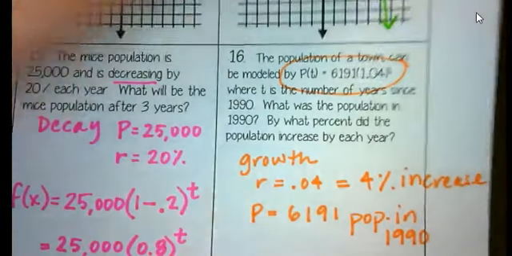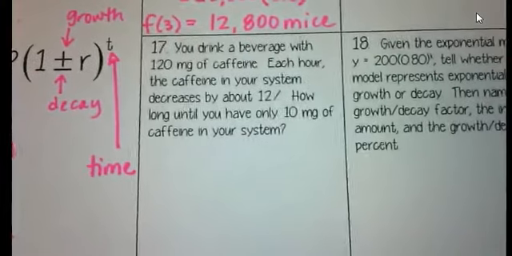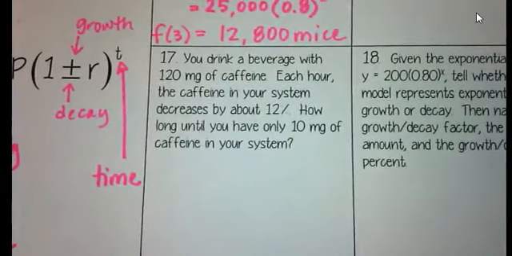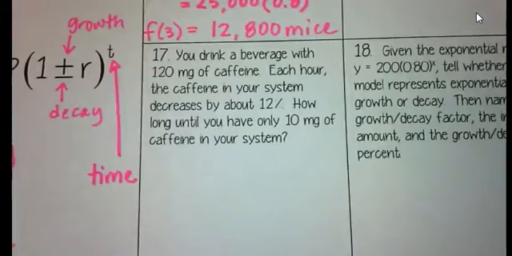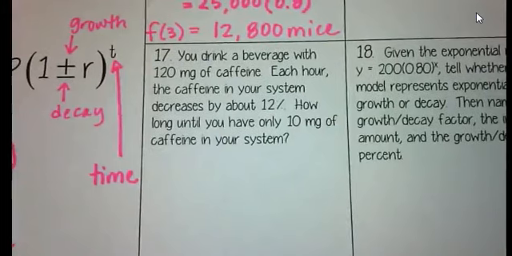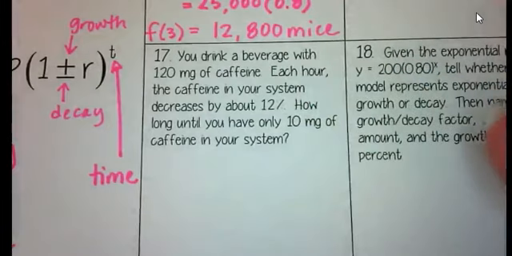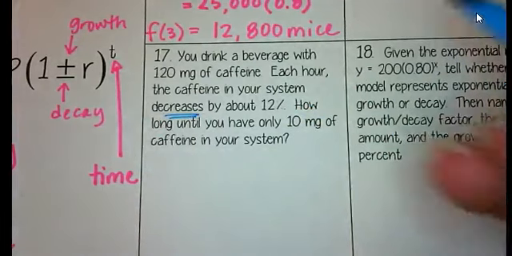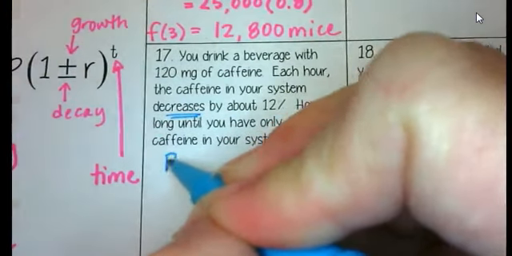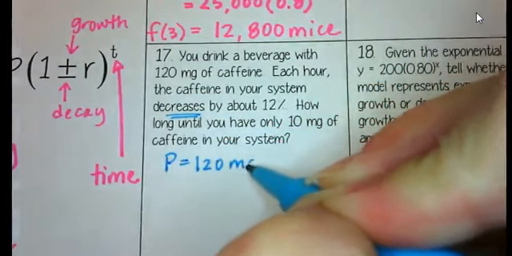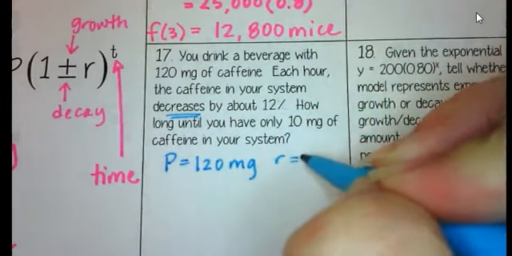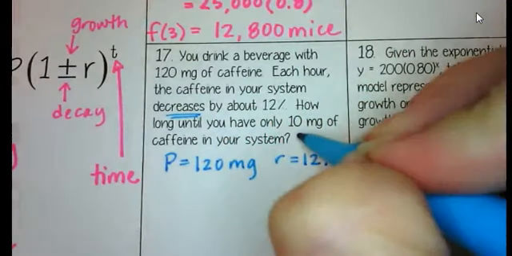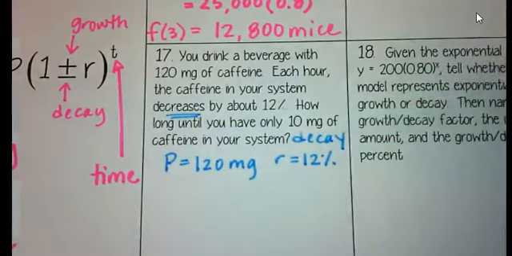All right, next up, you drink a beverage with 120 milligrams of caffeine. Each hour, the caffeine in your system decreases by 12%. So how long until you have only 10 milligrams of caffeine in your system? All right, so this one we can tell is a decay because it mentions decreases right here. We know our starting amount is 120 milligrams. We know that it's decreasing at 12%, so we know that this is a decay.